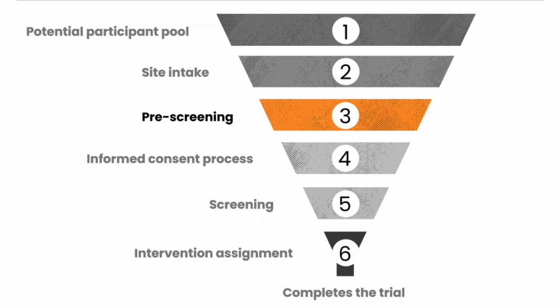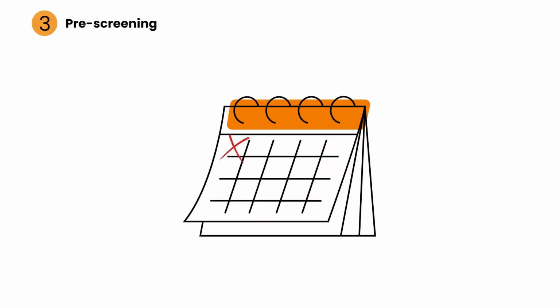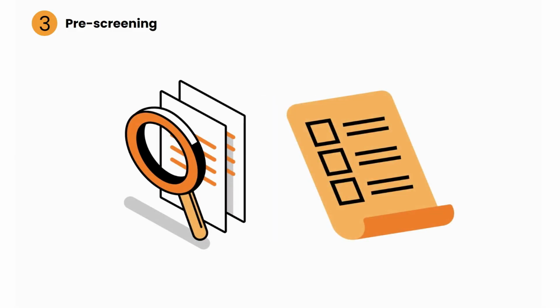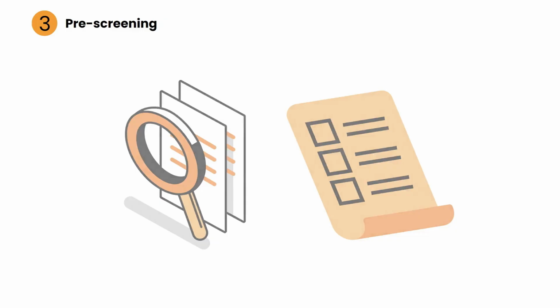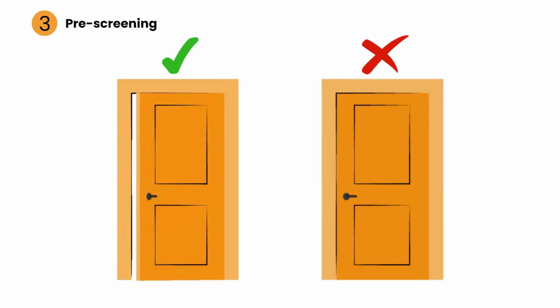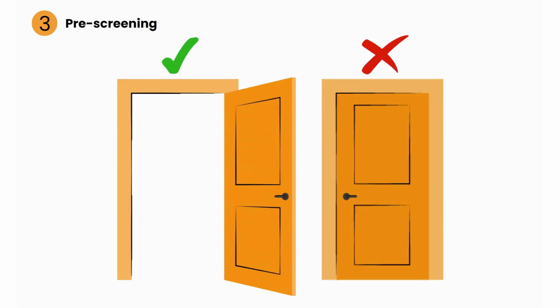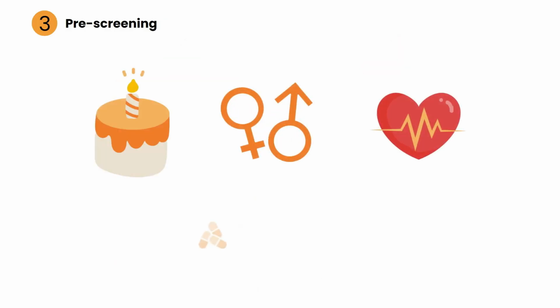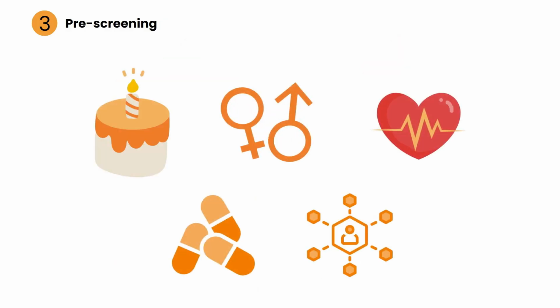Step 3. Pre-screening. Pre-screening activities are conducted before the informed consent process and may involve a general overview of the study and pre-screening questionnaire. Pre-screening questions are based on the study's inclusion and exclusion criteria. Your aim here is to determine if a potential participant appears eligible for participation and therefore whether it is worthwhile for them to go through the entire screening process that will follow. Eligibility criteria typically include factors such as age, gender, medical condition, treatment history, and other relevant characteristics.